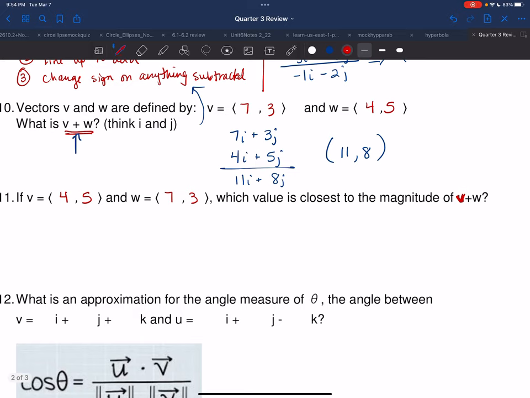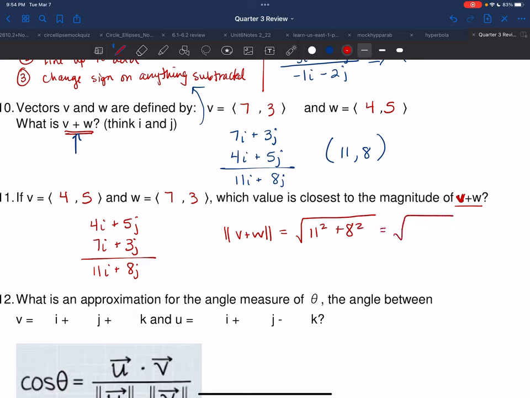So again, we're going to add them. 4i plus 5j and 7i plus 3j. So v plus w, I want the magnitude of it. So 4 plus 7 is 11i, and then 5 plus 3 is 8j. So this is where I'm going to go ahead and take the square root of 11 squared plus 8 squared.